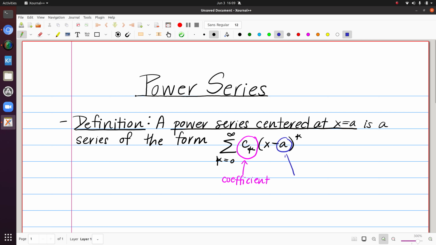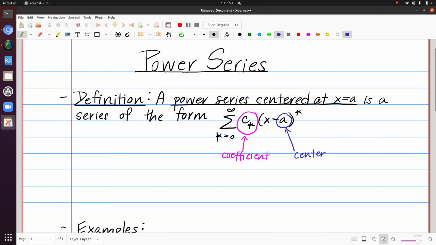And a, as referenced in the definition here, we call the center of the power series. So you can imagine there are lots of different power series by choosing different values of a and different coefficients c sub k. And the traditional way we're expressing this here is starting at k equals 0. However, you might see power series expressed where k starts at, say, 1 or 3 or 100. That's still of this form because the missing terms, you could imagine, are simply terms with coefficient 0.